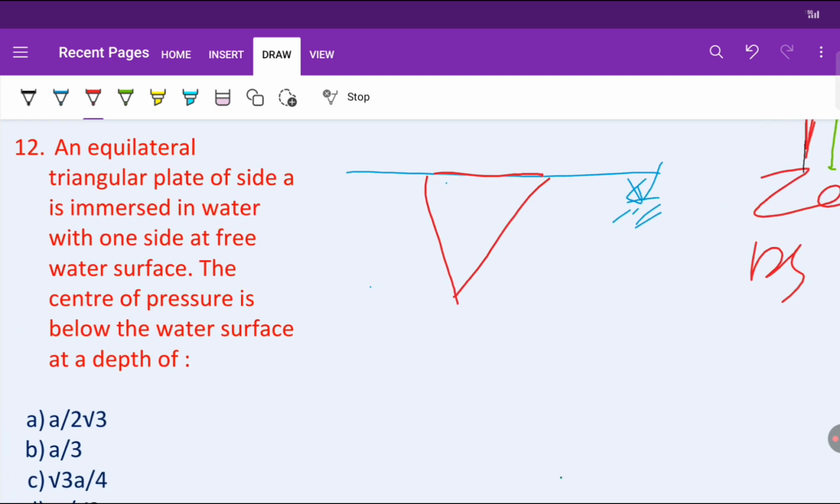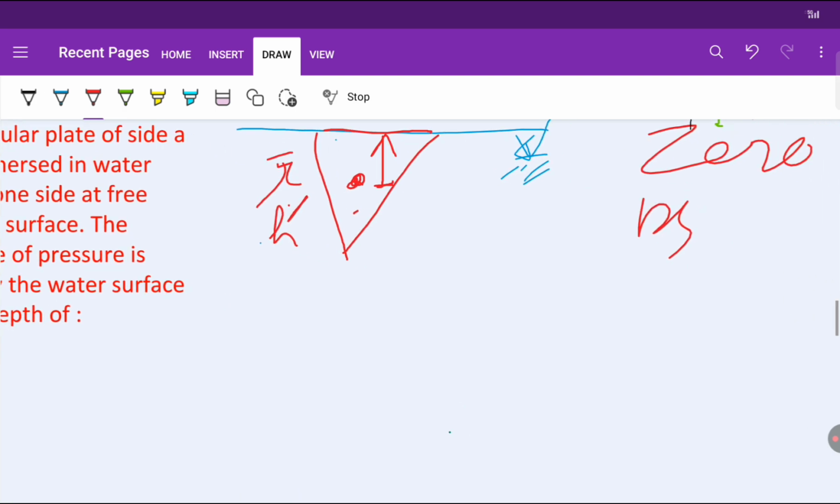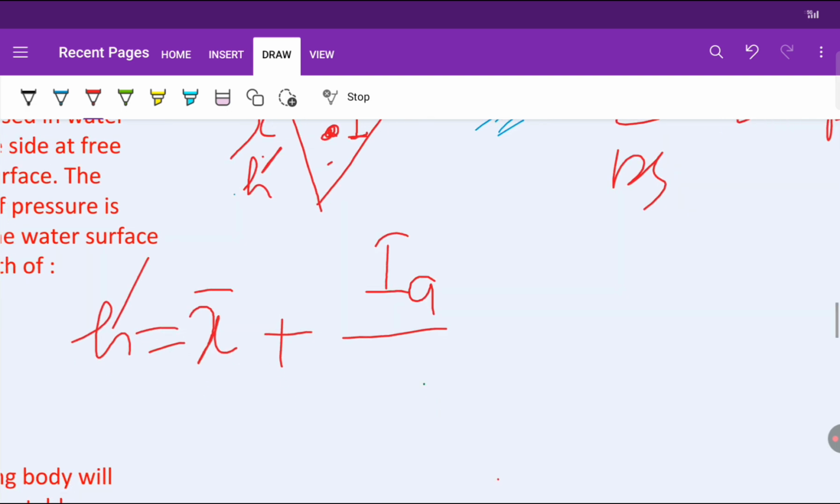We need to find the center of pressure, right? So this is our center of pressure. Suppose this is our h-bar, and this is the centroid of the plate, which is denoted by x bar, from the top of the water surface. Now we know the formula for a vertical plate: x bar plus moment of inertia about the centroid upon A x bar, right?